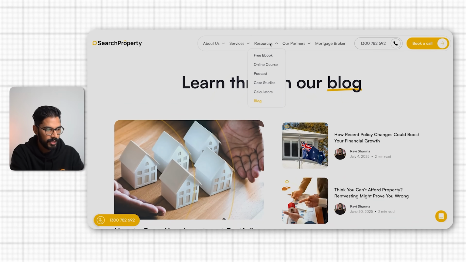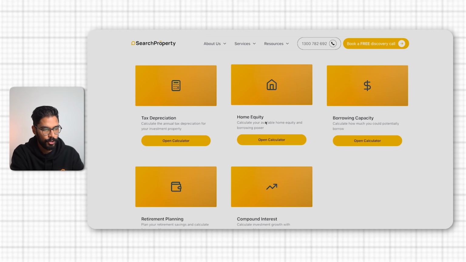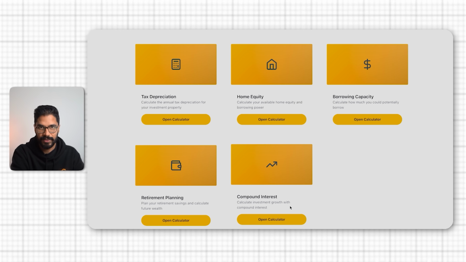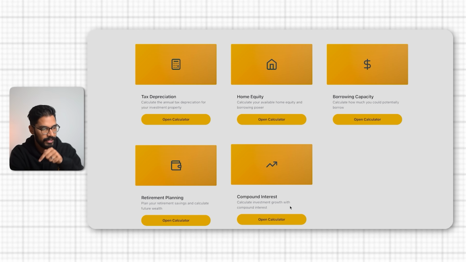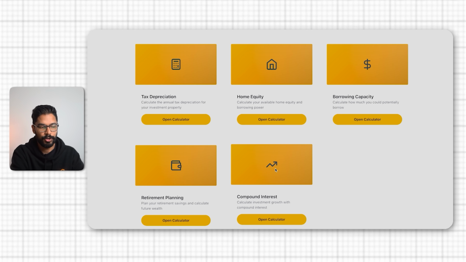But what we're gonna do is go here into calculators. Now we've got a few here. We've got tax depreciation, home equity, borrowing capacity, retirement planning, and compound interest. Definitely go and spend some time here. Again, I'll link it in the description box below. But what we're gonna check out is home equity, and we're gonna check out compound interest.